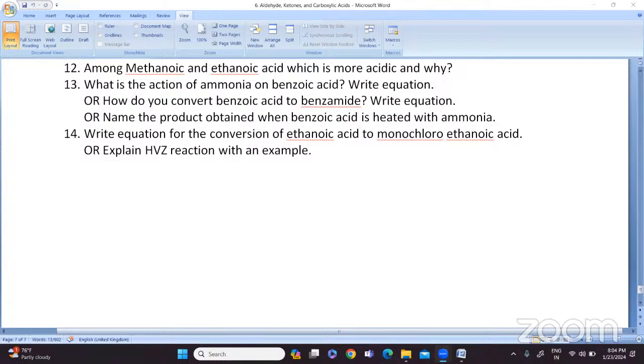We are left with four more chapters: chemical kinetics, d and f block elements, coordination compounds, and amines. In the next class, we'll be starting with the chapter amines. I hope you are studying. Whatever important things have been covered, please go through them and practice.